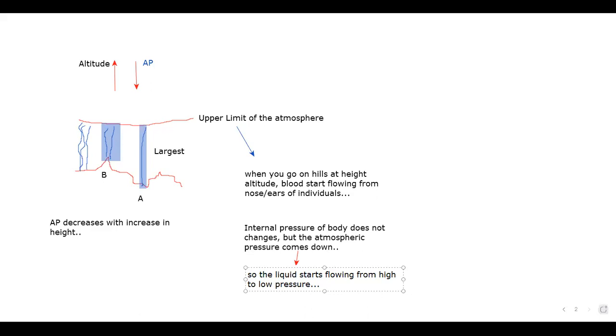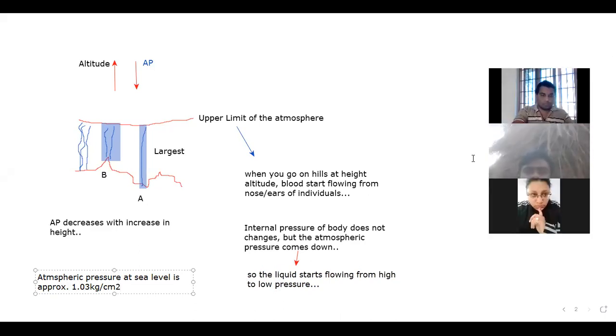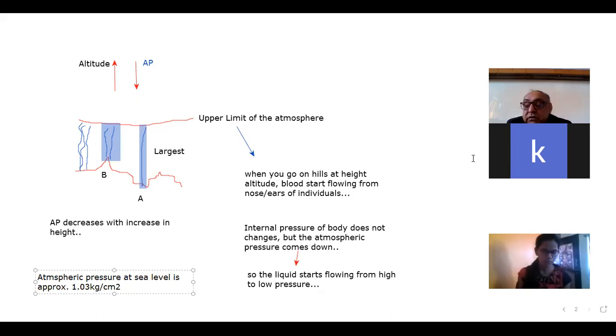Now let me tell you that the average atmospheric pressure at sea level is approximately 1.03 kilogram per centimeter square. That means all of us are having the weight of air on our shoulders. But we don't feel that weight.